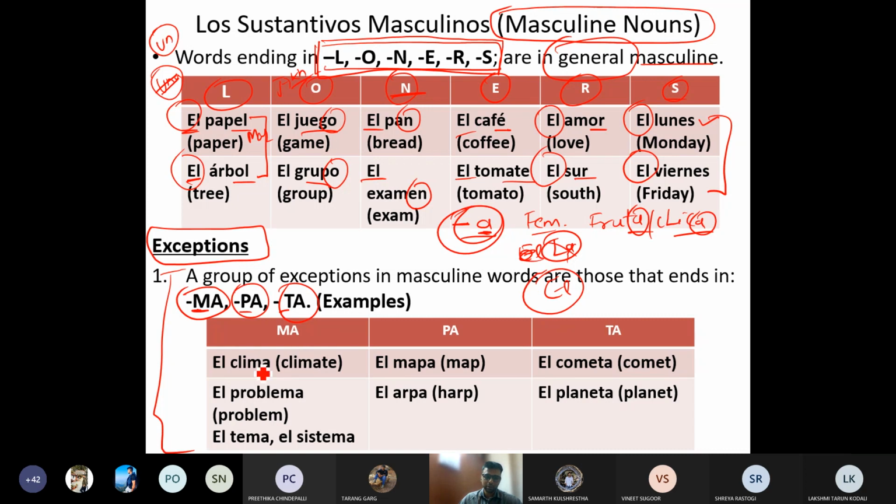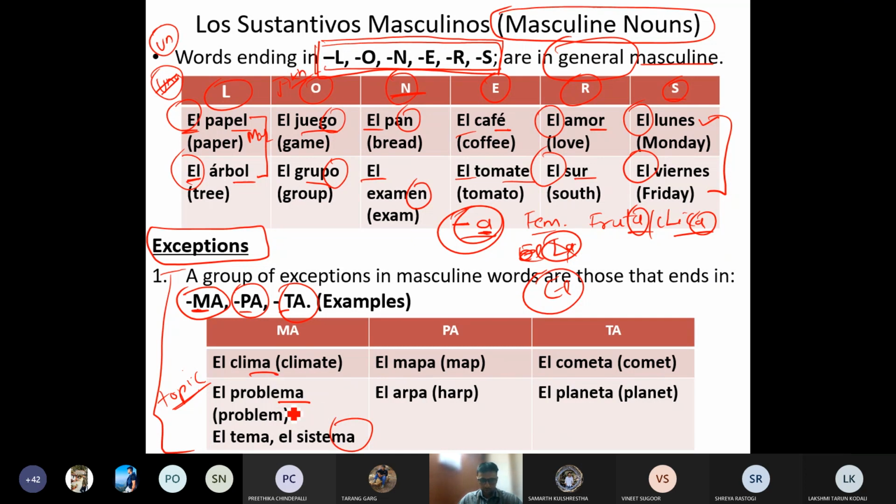So the examples given here are el clima, el problema, el tema. What is tema? Tema is a topic or a title. Sistema, I hope all of you can guess it, because words in Spanish are sometimes very close to the English word. Anybody can guess what is sistema? Quickly. Sistema. System. Exactly, system.